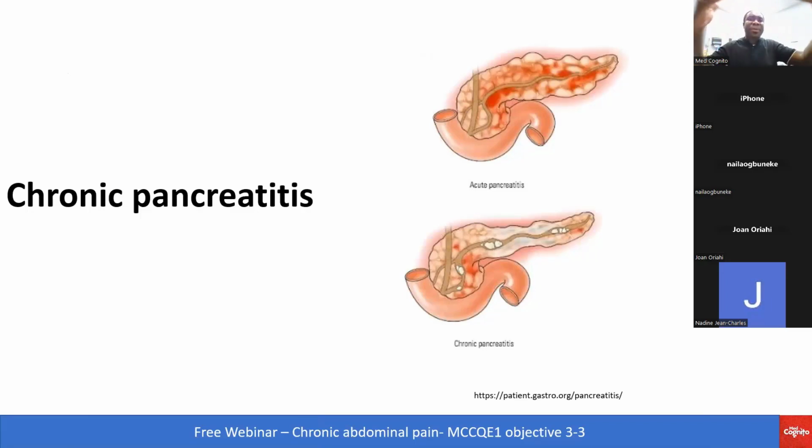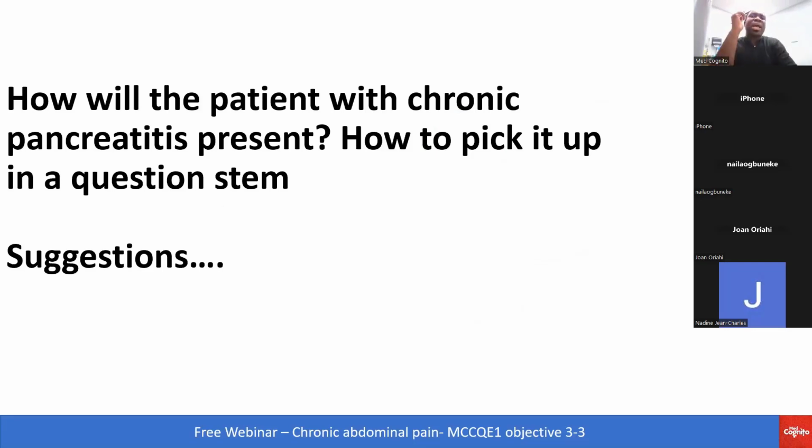Now let's go on to pancreatitis. Remember, this is not acute pancreatitis. This is chronic pancreatitis, chronic abdominal pain, chronic pancreatitis. Now, I have a question. Whether it is CDM or MCQ, how will the patient with chronic pancreatitis present? How are you going to pick it up from a question stem? Can anyone give me any suggestions? Like the way we had suggestions for the dyspepsia.